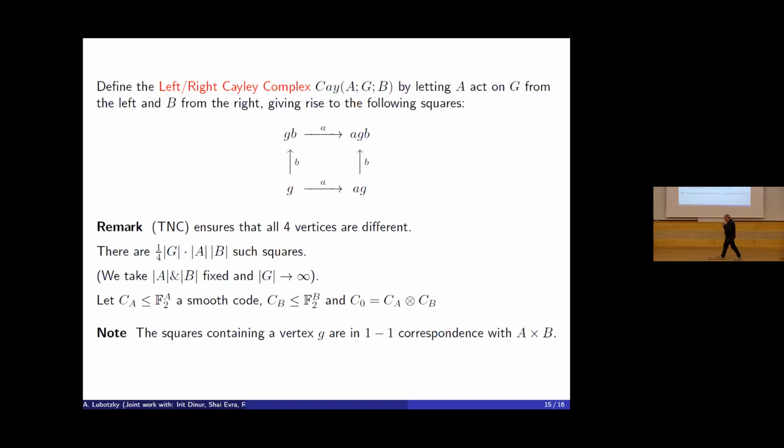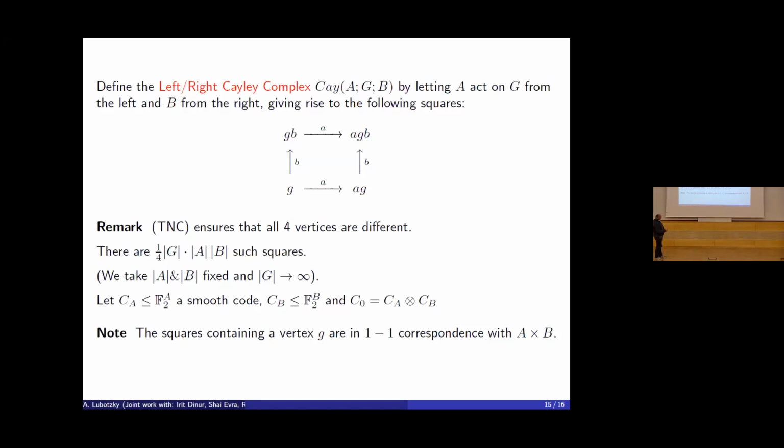Now I think of it not just as a graph. I'm going to think about it as a two-dimensional structure, which has, beside the graph's vertices and edges, also squares. The squares will be the following.